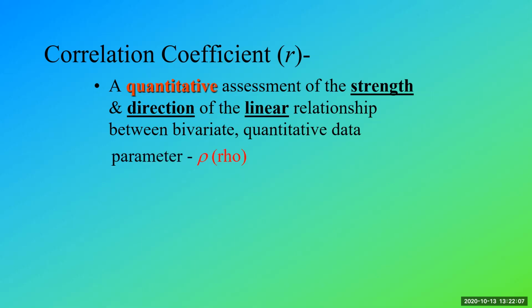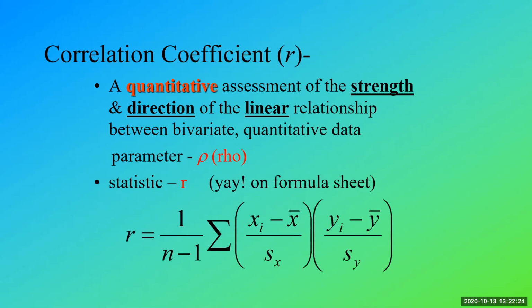It could also be used as a parameter called rho, fancy P. You won't see this too often, but be aware that it relates to R. And as a statistic, again, it is a number value with no units. And yay, this is how you calculate it, but you don't ever have to calculate it by hand. It is on your AP Stat formula sheet. Okay. Again, you just need to know what the variables represent.